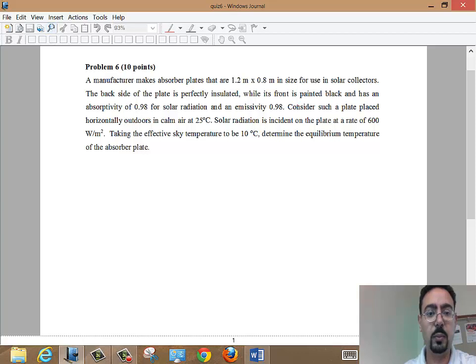So that's a good example of a good problem for the final, because it's really combining the two things together, right? It combines natural convection and radiation.